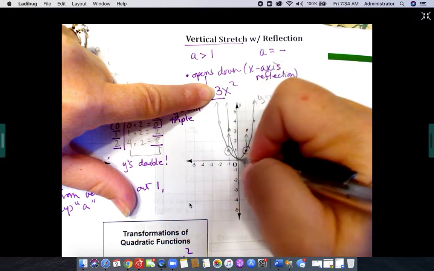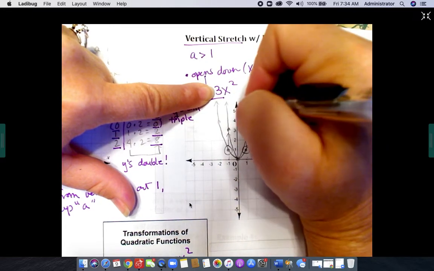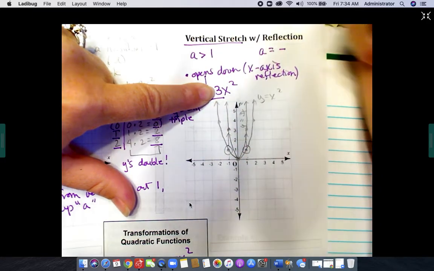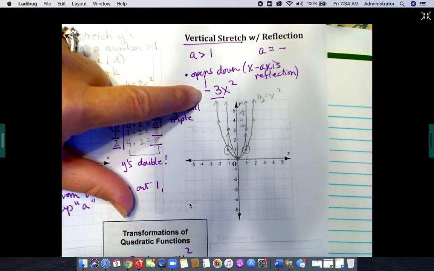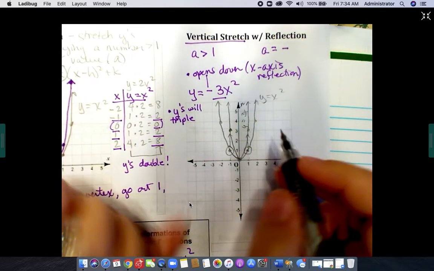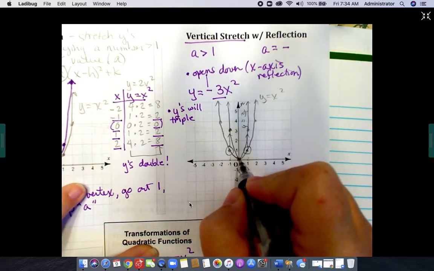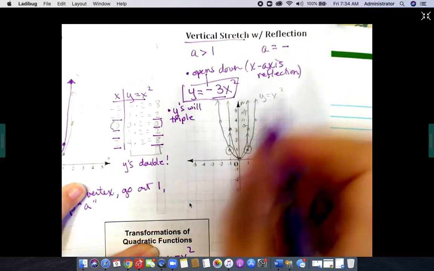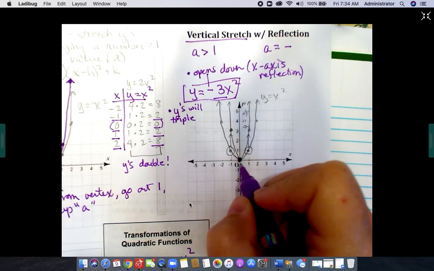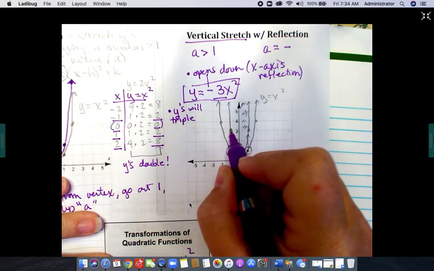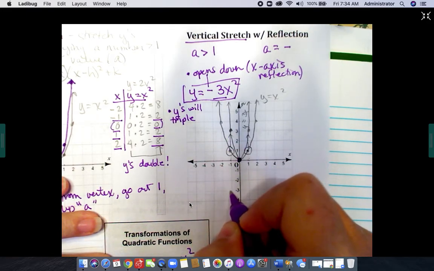So if that's what y equals 3x squared looks like, then what will negative 3x squared look like? It just means we flip it down, right? We have an x-axis reflection. So we keep our vertex at 0, 0. Let me do this in purple now. Keep our vertex at 0, 0, but now this out 1, up 3 is going to be out 1, down 3.